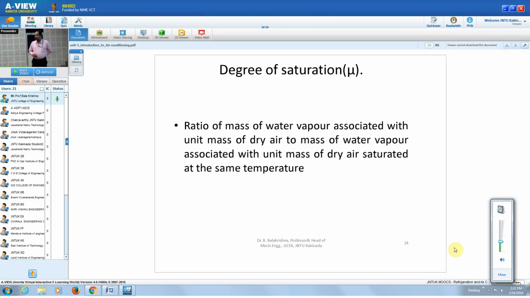Next, the degree of saturation: the ratio of the mass of water vapor associated with the unit mass of dry air to the mass of water vapor associated with the unit mass of dry air saturated at the same temperature and pressure. It is denoted by mu. Next slide.